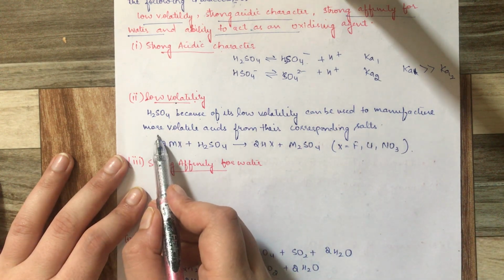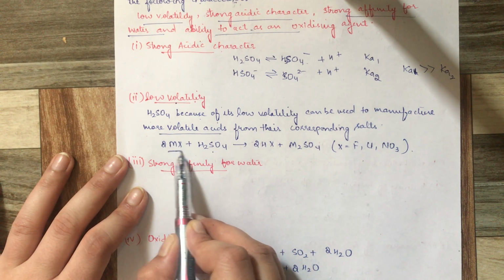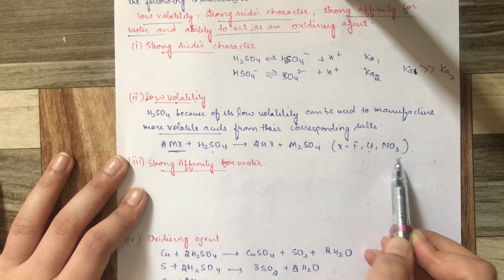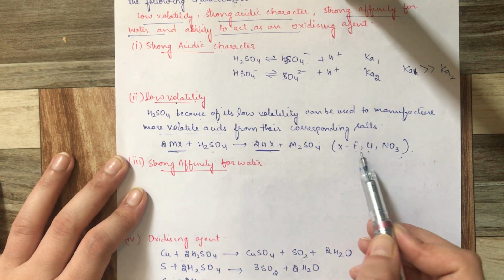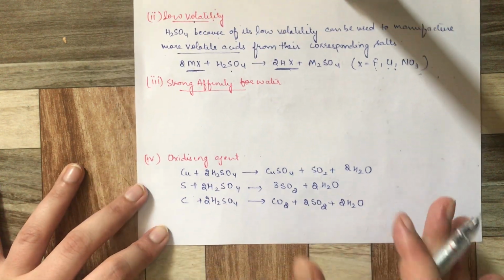Now if we talk about low volatility, H2SO4 has low volatility, meaning it is very dense. So it can be used to manufacture more volatile acids. For example, if H2SO4 is passed through an MX salt, where MX can be MF, MCl, MNO3, it forms HX, meaning HF, HCl, HNO3, which are volatile acids.